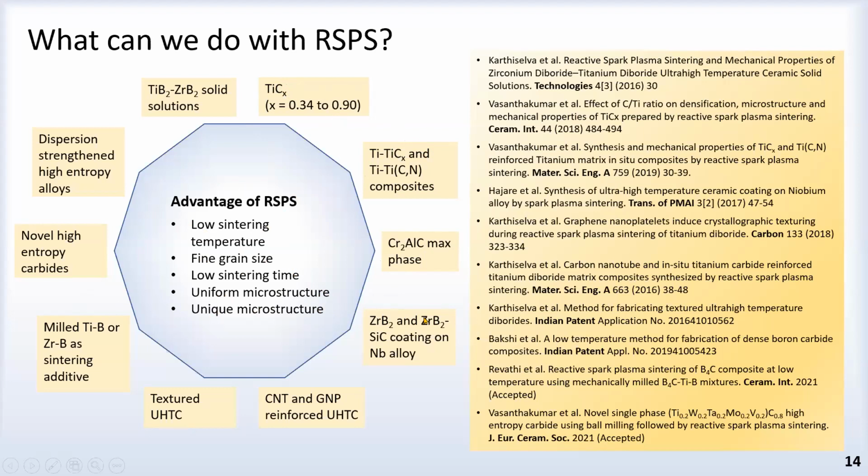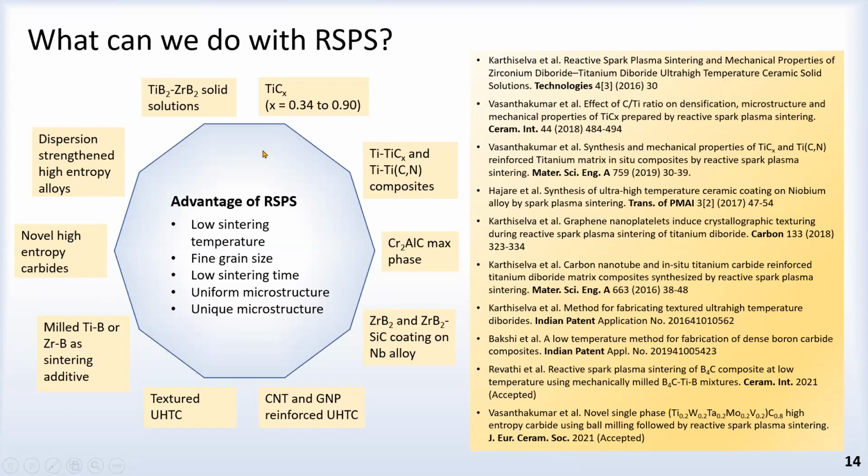We have made MAX phases. We have made coatings of ZrB2 and ZrB2-SiC composite on a niobium alloy. We have made CNT and graphene nanoplatelet reinforced UHTC. We have made textured UHTC, crystallographically textured. We have used TiB2 and ZrB2 as a sintering additive for boron carbide and ZrB2. We have made high entropy carbides by reactive spark plasma sintering, and we also made solid.